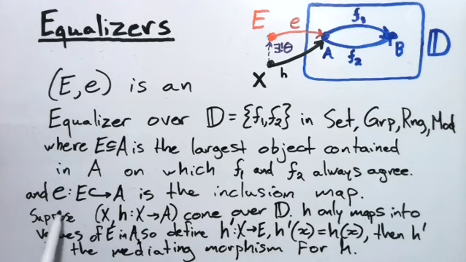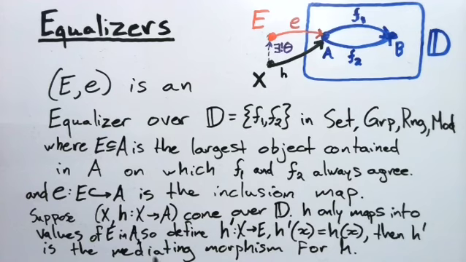So if that's the case, then we can take E to be the inclusion map from E to A. So the inclusion map just picks out all the values of E in A. So it takes any value X and just returns X in A. And if that's the case, then for any cone XH over D, H will only map to values of E in A. It's only going to map to values where F1 and F2 always agree if it's a cone.